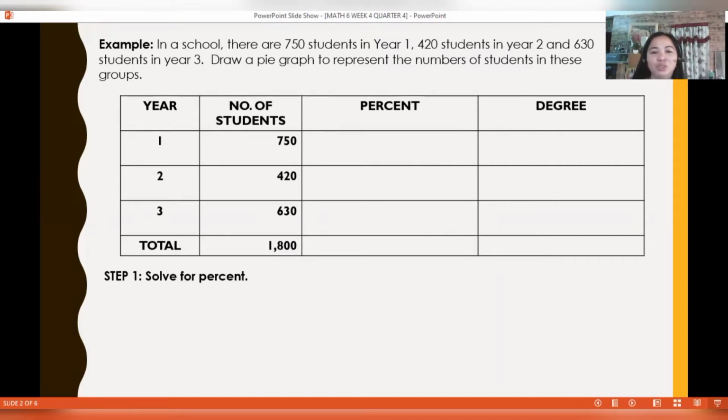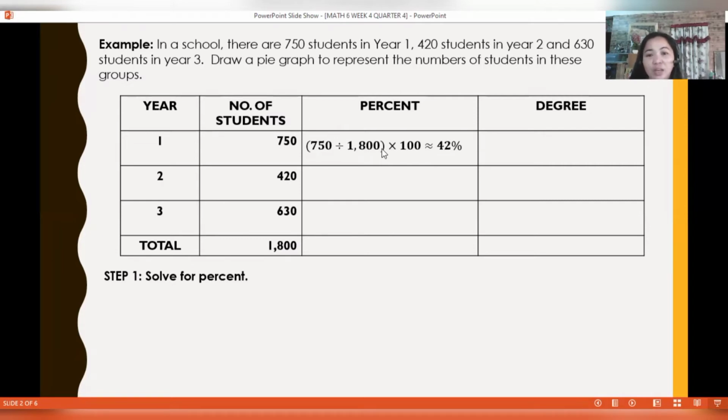Now paano ba natin isosolve itong percent? Kung naalala nyo yung ating lesson sa ratio, proportion, yan yung gagawin natin. So percent dito is equal to 750 divided by the total number of students, which is 1,800. Paano ko nakuha yung total? Pinag-add lang yung tatlong bilang ng group. So we have 750 divided by 1,800 times 100. Kung nakita niyo yung symbol dito, hindi siya equal symbol.